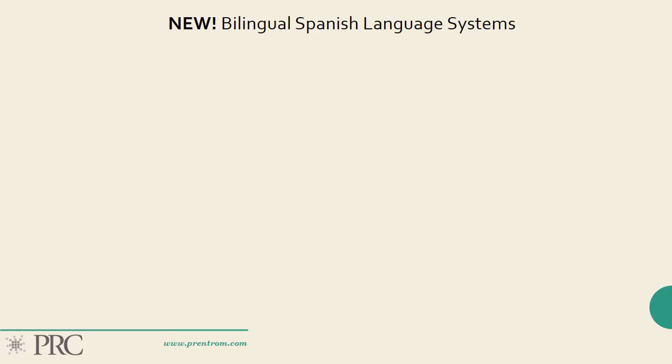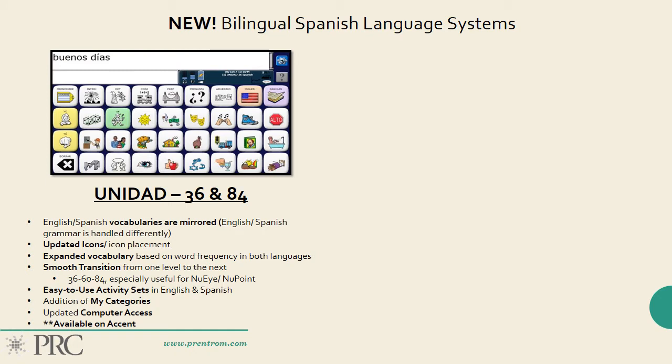We're pleased to offer two new language systems for individuals who are bilingual Spanish-English or who are Spanish speakers. First, Unidad is based on Unity and is available in two different button sizes with a third, a 60 location, coming soon. In all three of these versions, the English and Spanish vocabularies are mirrored, though English and Spanish grammar is handled differently, as you might expect. You will see some updated icons that are specific to the Unidad configuration, and there's an expanded vocabulary based on word frequency in both languages.